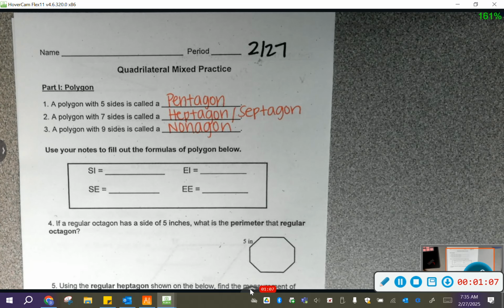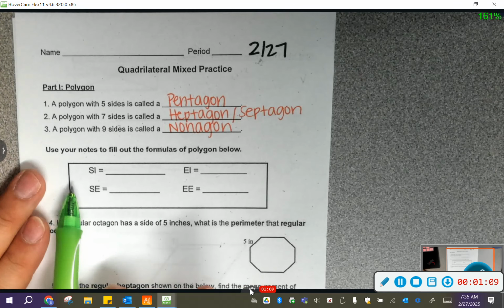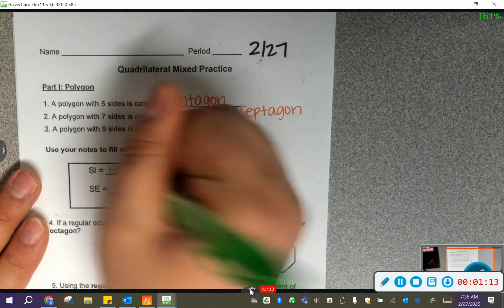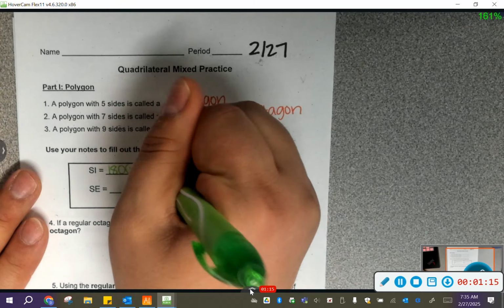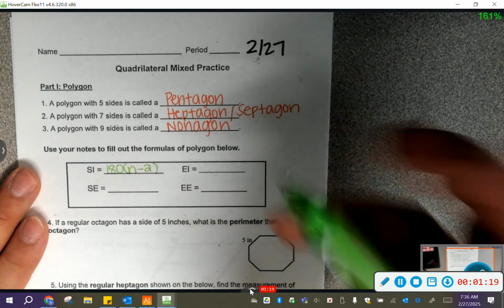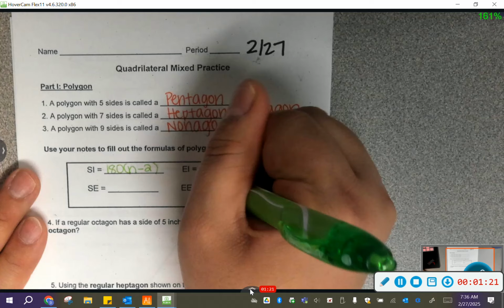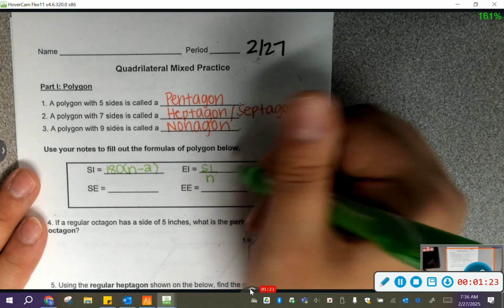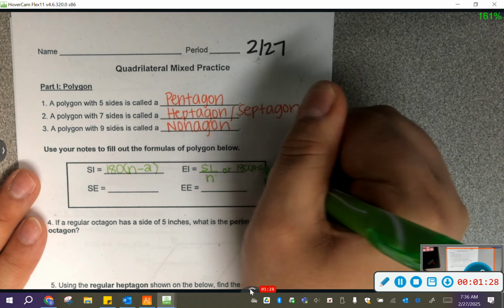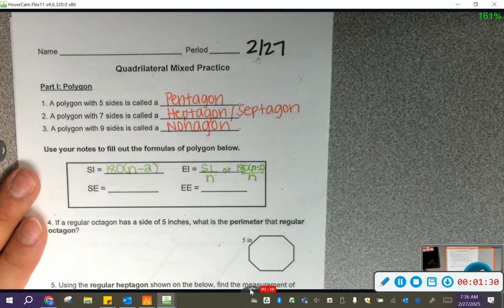Please write this down if you don't have it written down, or just look up to make sure you're paying attention. Again, right here, you are going to be given these formulas. You do not have to have them memorized. SI is 180 times n minus 2. EI is your SI divided by n. Or, I think on your test it's going to give you 180 times n minus 2 divided by n.